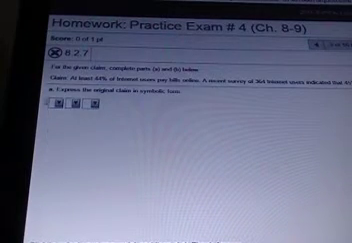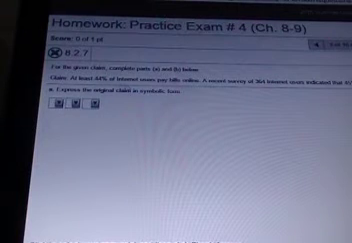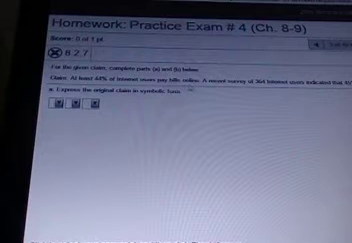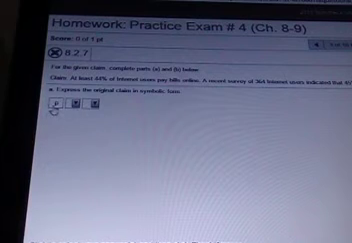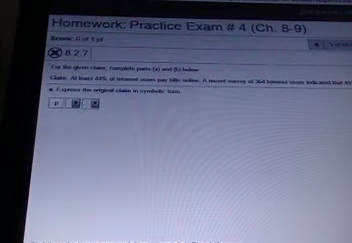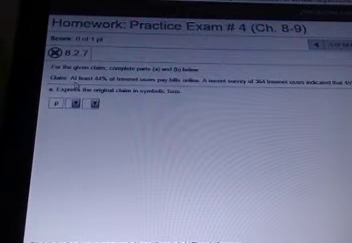And then there's one last one, just like the first two. At least 44% of internet users pay bills online. 44%. This is about a percent, so this is P, population proportion. At least means greater than or equal to. People get at least and at most mixed up.